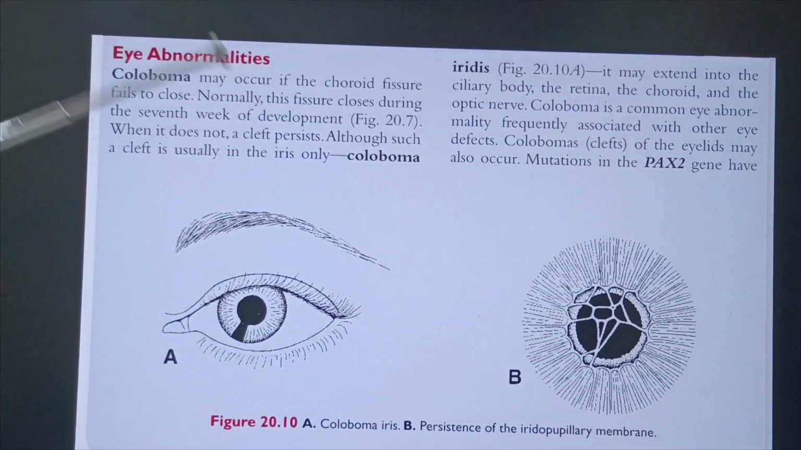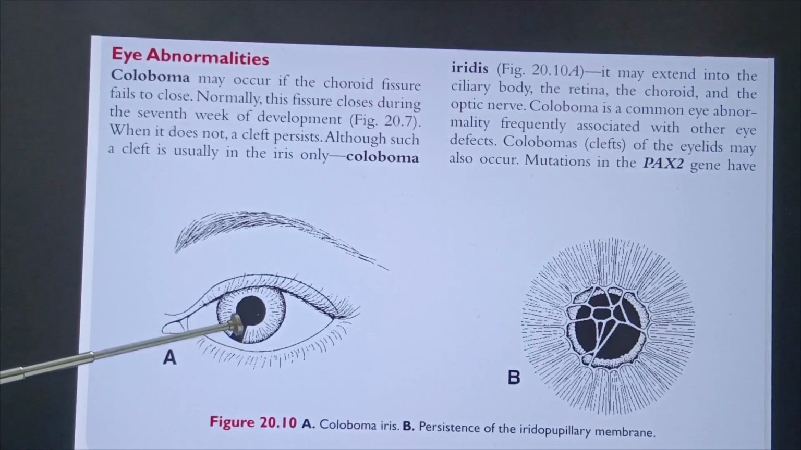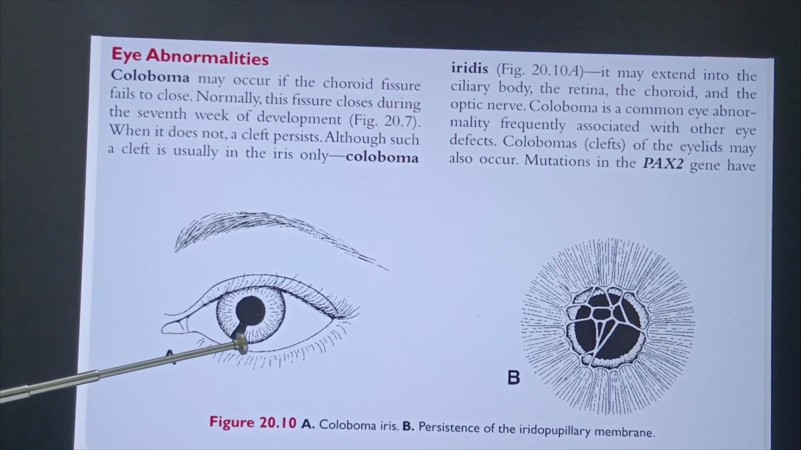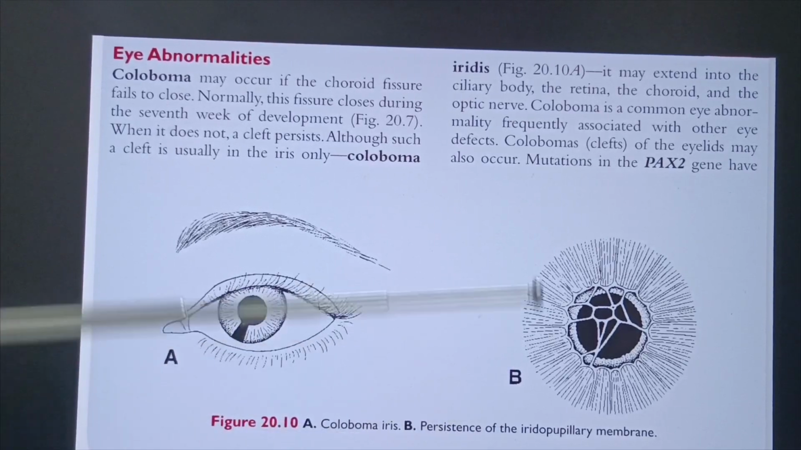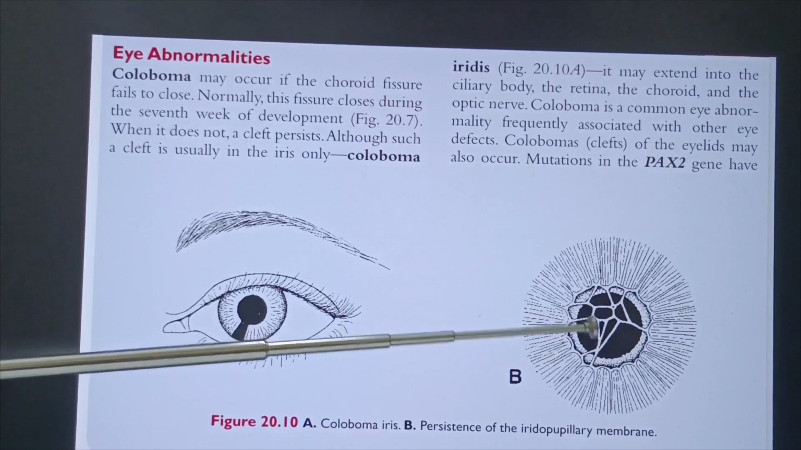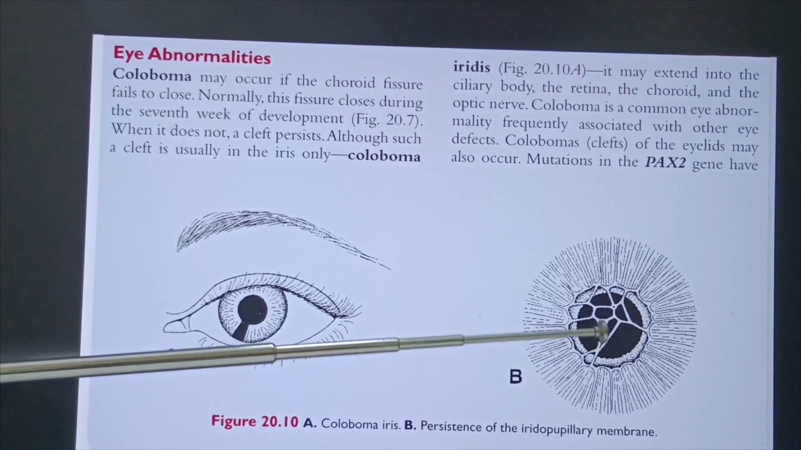Okay, there are a few clinical applications. Here you can see that there is a cleft present in the iris. Such a condition we call coloboma iridis. And sometimes there would be persistence of this network like the iridopupillary membrane, and they may need surgical intervention later on.